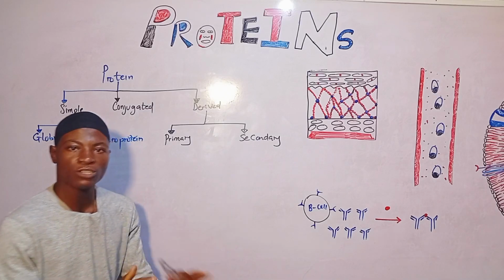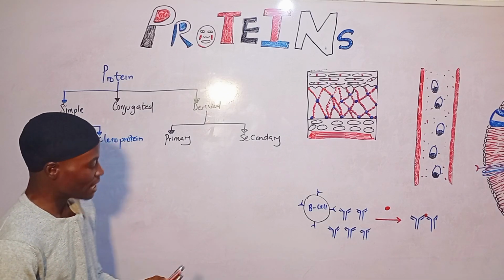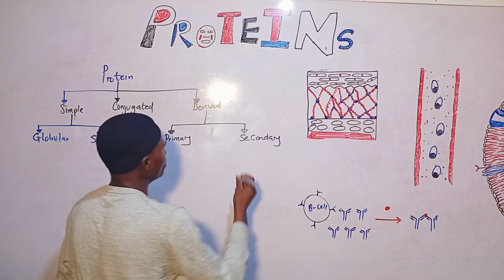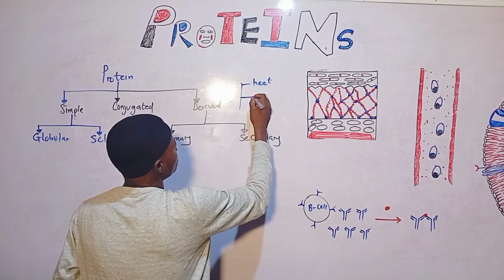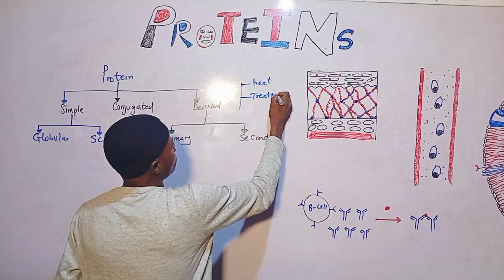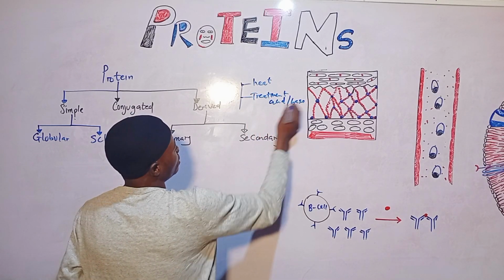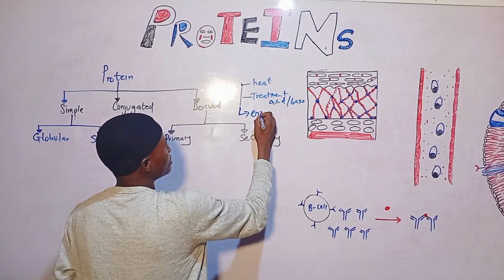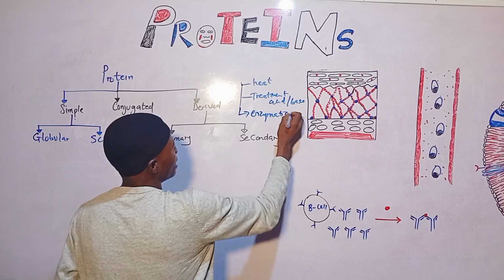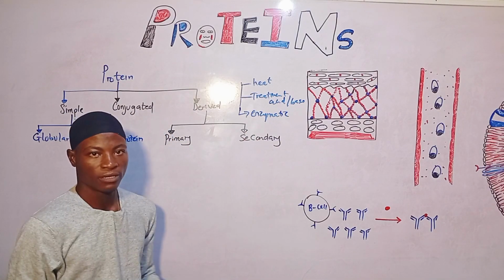This is based on their mode of hydrolysis. There are three things that can cause the hydrolysis of protein. The first is heat. Then we have treatment with acid or base. Then the next one is enzymatic degradation, which happens through the digestive process, where you are hydrolyzing them using enzymes.